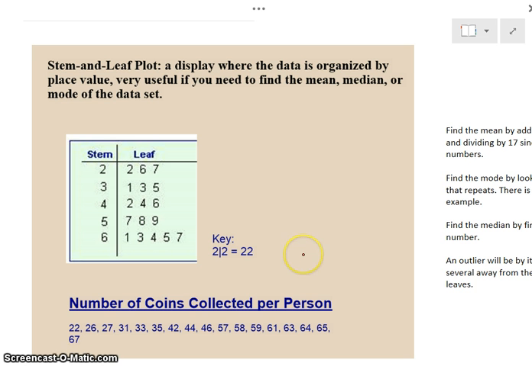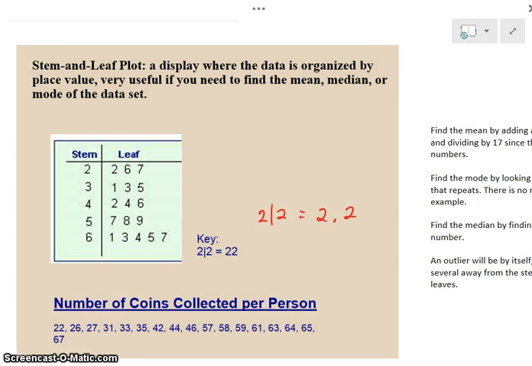If this were, let's say, decimals, we would have a key that looked like this, 2|2 equals 2.2. And that's how you work with decimals. So let's look at some examples. And over here I have some notes on the side.